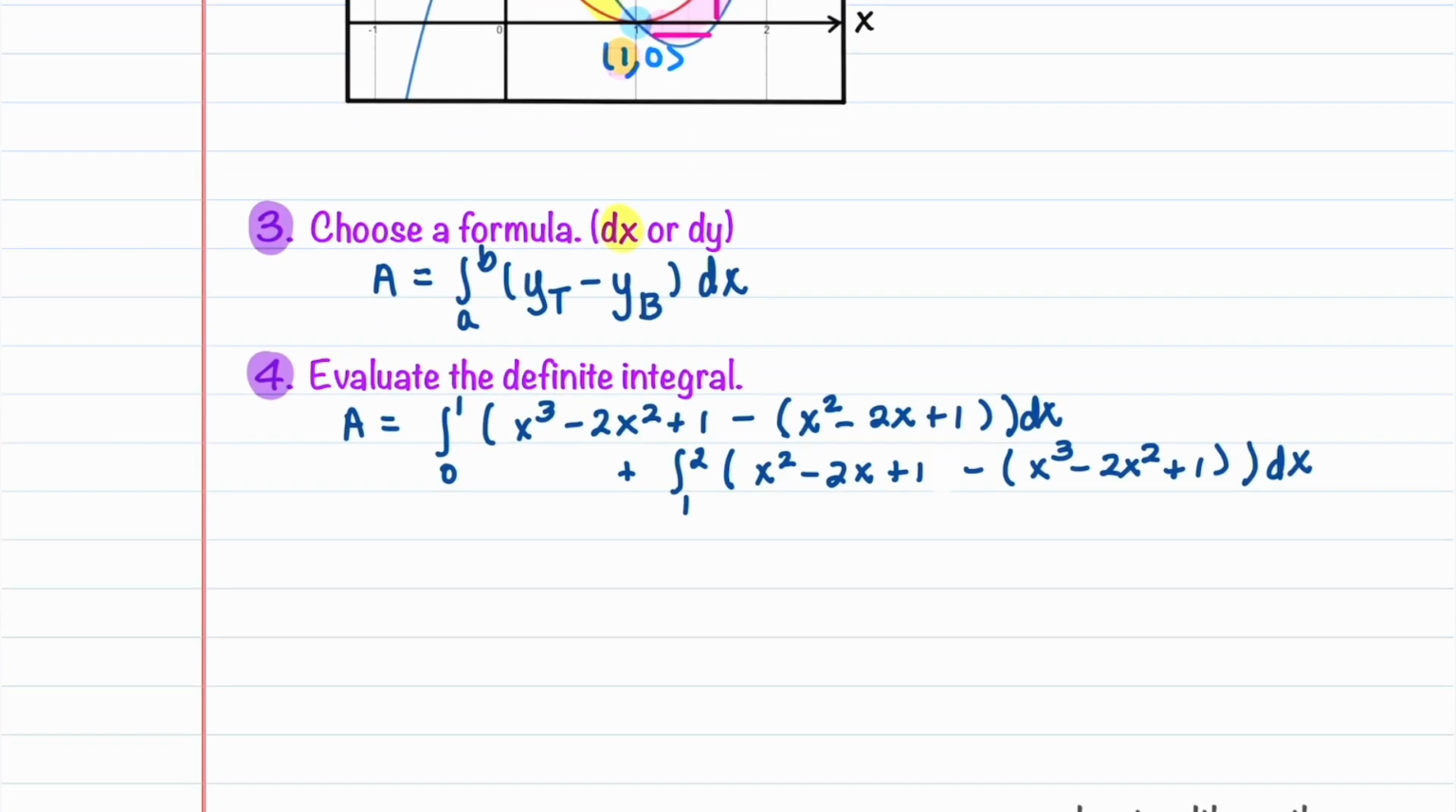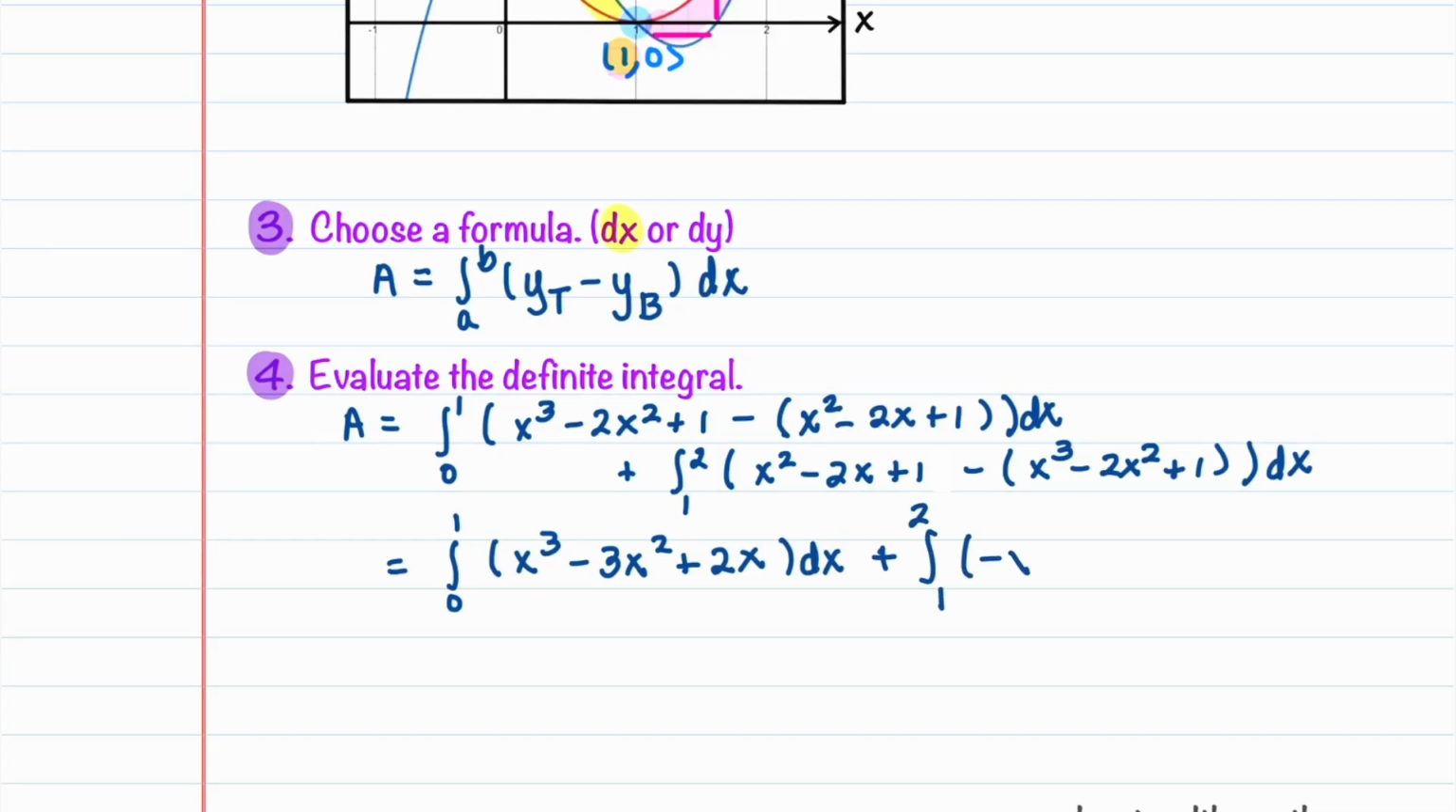Let's go ahead and simplify each integral. Our first integral is the integral from 0 to 1. We have x cubed, and then we have a minus 2x squared minus x squared, so we have minus 3x squared. And then we have a plus 2x, and our 1's cancel, so that's nice. So that's just dx. And then our second integral is from 1 to 2.